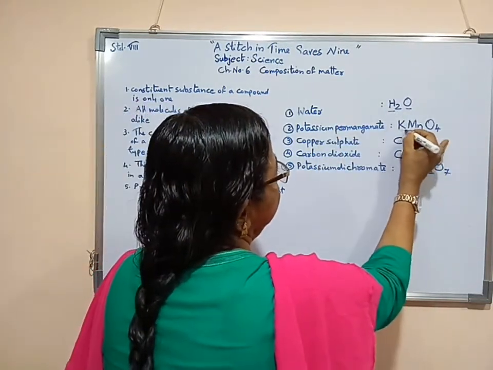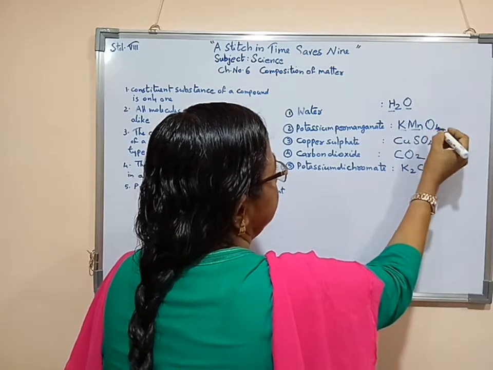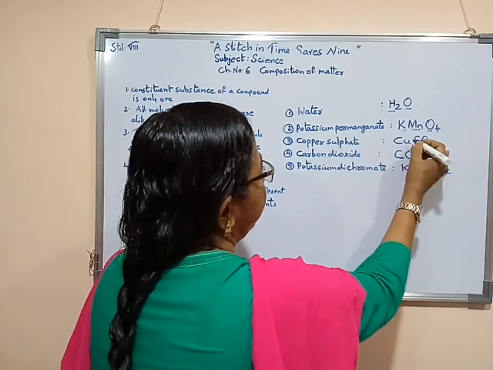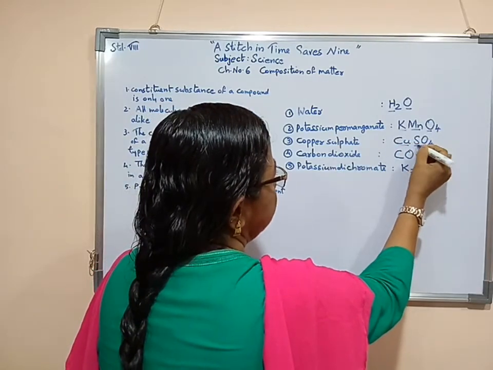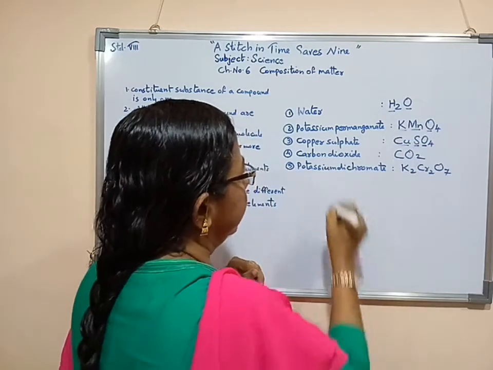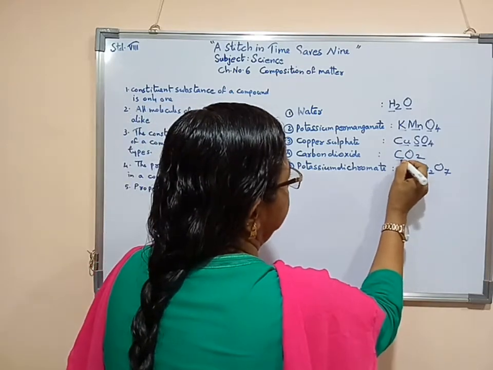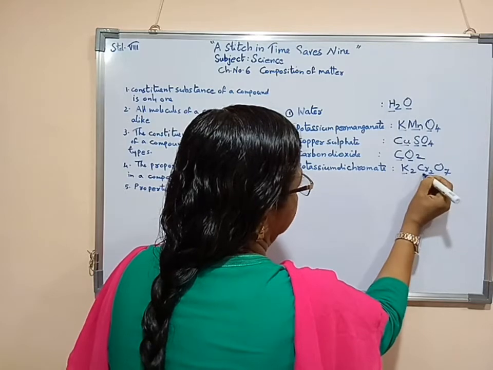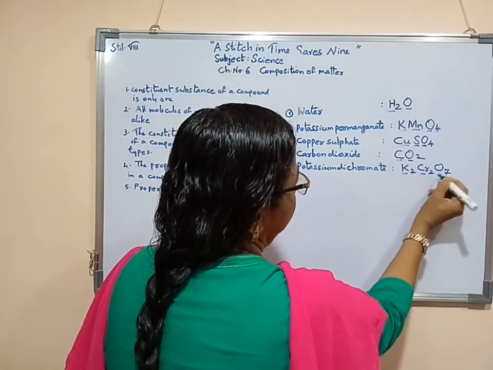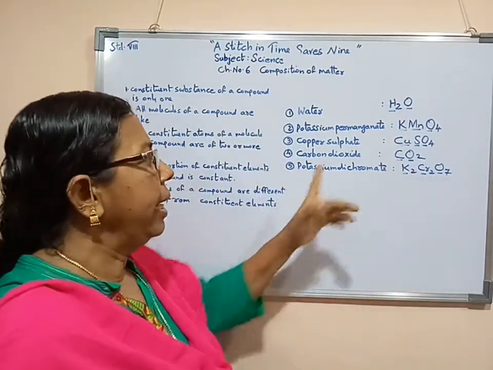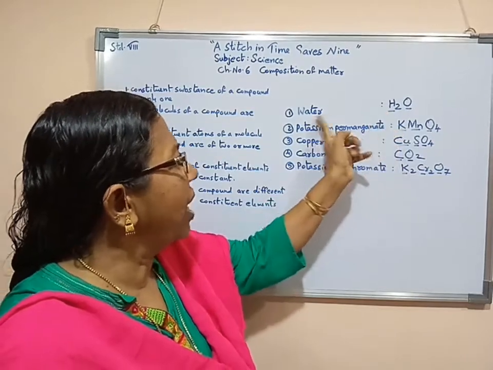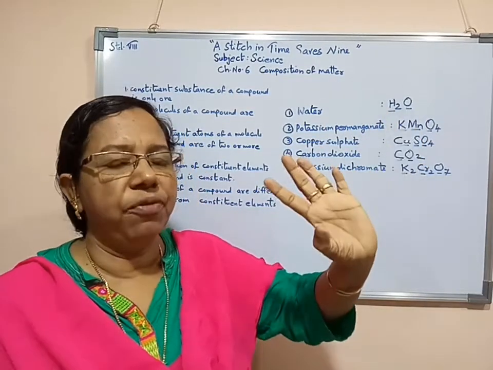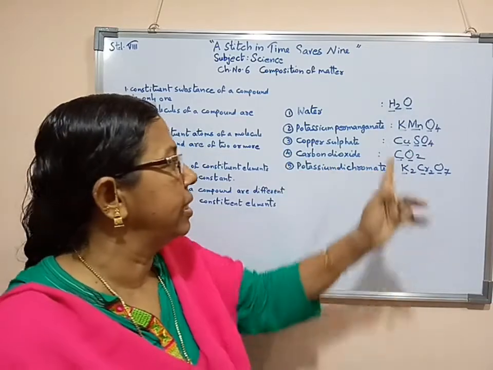Potassium permanganate is made with the help of potassium, manganese as well as oxygen. Then copper sulfate is made with copper, sulfur as well as oxygen. Carbon dioxide is made with carbon as well as oxygen. Potassium dichromate is made with potassium, chromium and oxygen. Now here we can say that a water molecule is made with the help of two different atoms. One is hydrogen, one is oxygen.